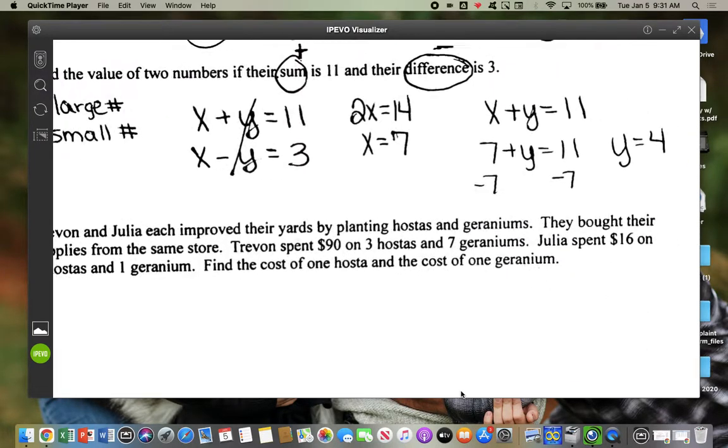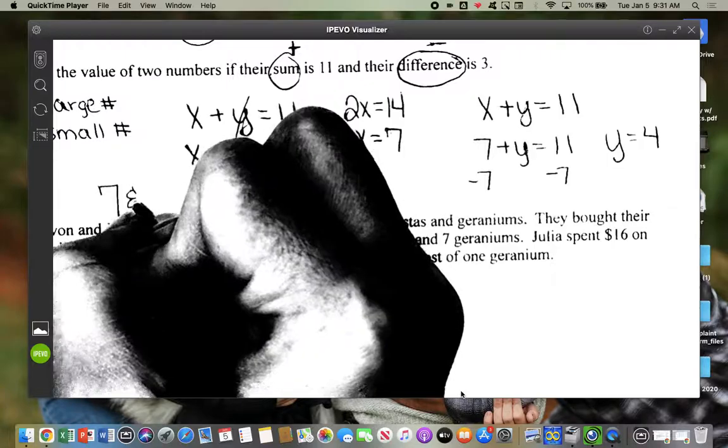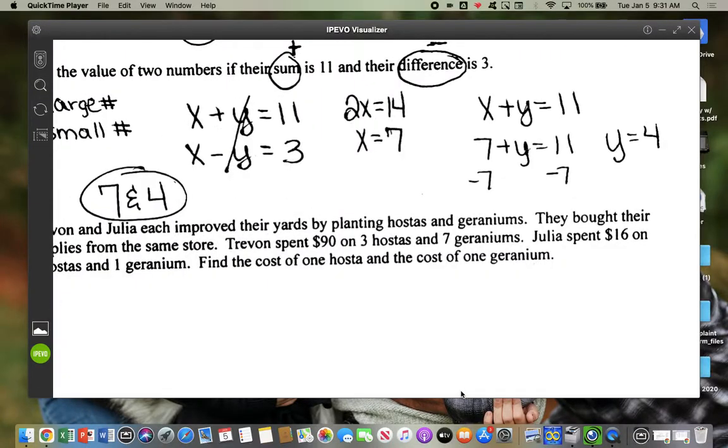And on this one, there's no labels to add to these because the answer is just a number. So you can simply, for your solution, just say that there's 7 and 4. So there's just not a lot that you can do to that one.